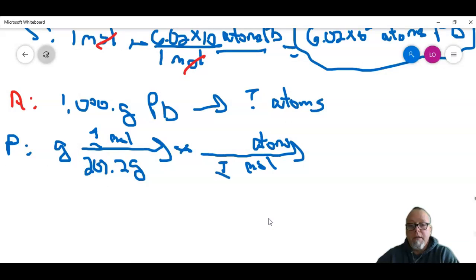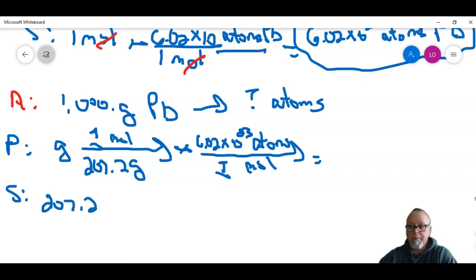So 1 mole has how many atoms? Well, it doesn't matter what it is. If it's 1 mole we're talking about, it has 6.02 times 10 to the 23rd atoms in it. So that could give us our answer. So now we solve it. We solve it by going to 207.2.